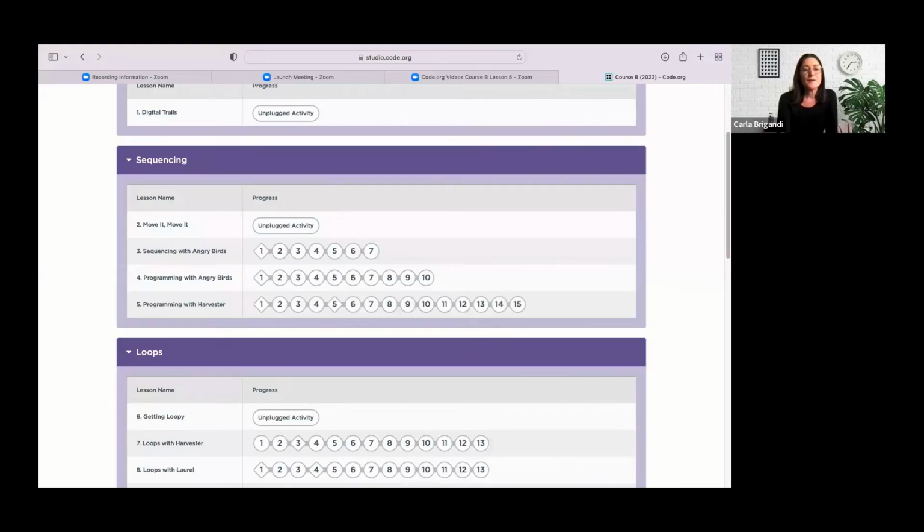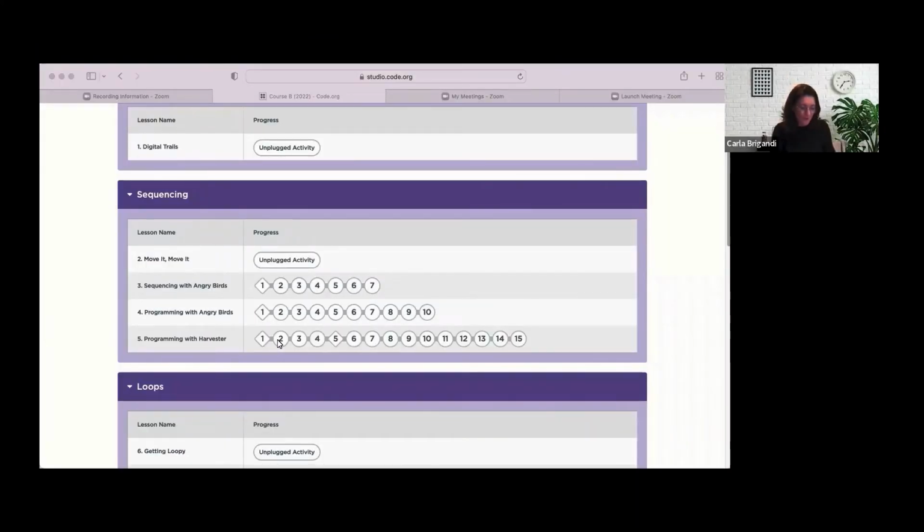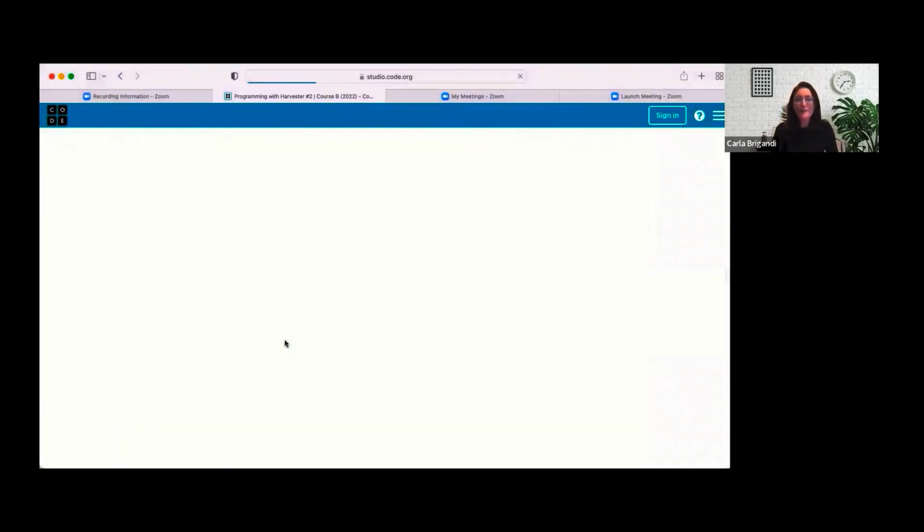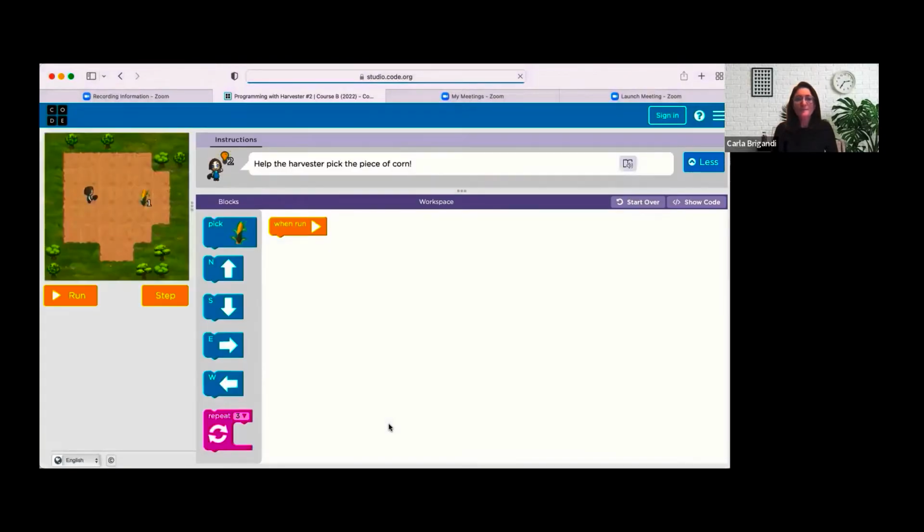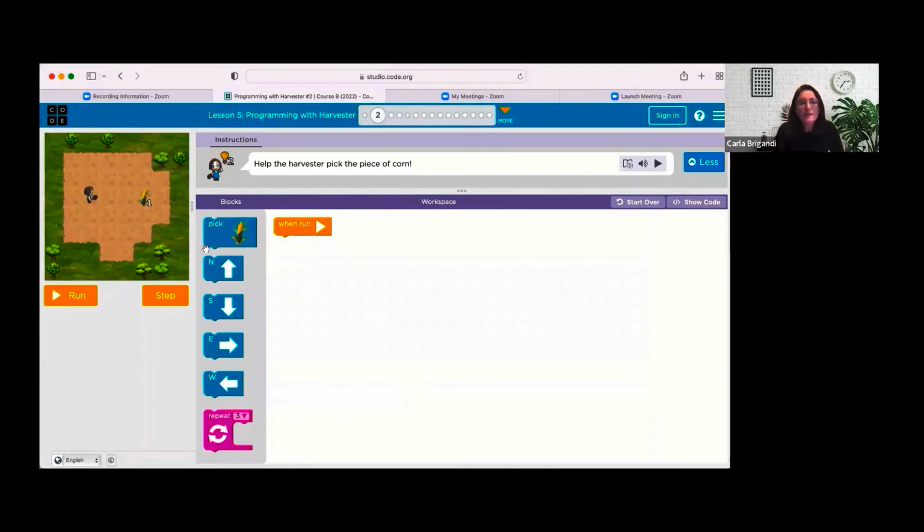So I'm going to demonstrate Course B, Lesson 5, Programming with Harvester, and you can see that Lesson 1 is a video. I encourage you to watch it. We're actually going to start something new here, so let's look at what is different about programming with Harvester. So let's first observe. I noticed that there's a pick block here, and that pick block is different. I didn't have one of those before.